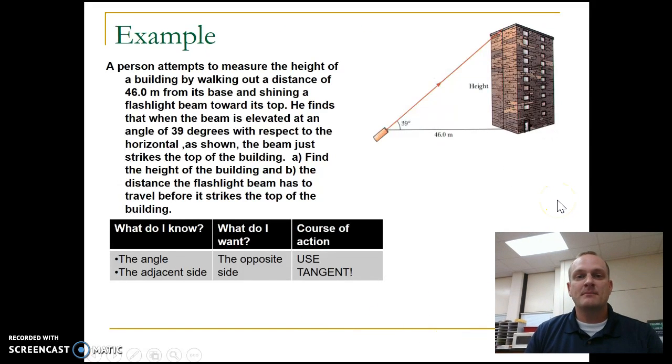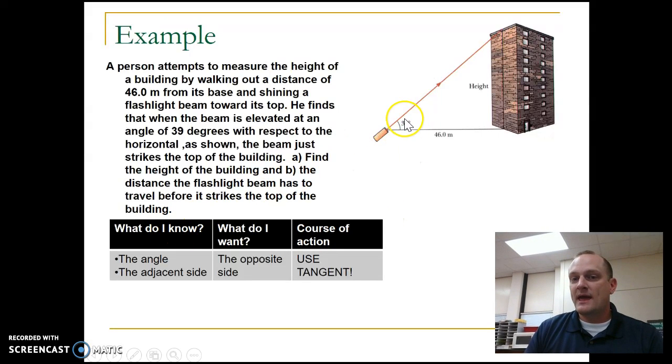So I have a person who attempts to measure the height of a building by walking at a distance of 46 meters from its base and shining a flashlight beam toward the top. He finds that the beam is elevated at an angle of 39 degrees. So there's my angle, 39 degrees, with respect to the horizontal, and the beam just strikes the top of the building. Find the height of the building and find the distance the flashlight beam has to travel.